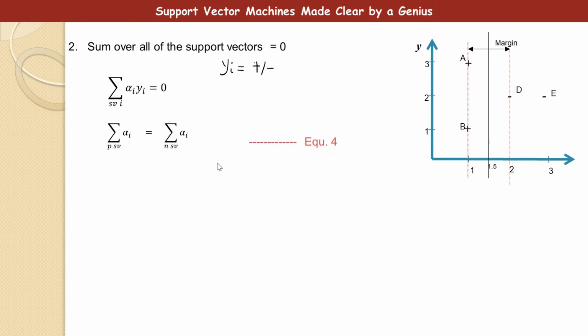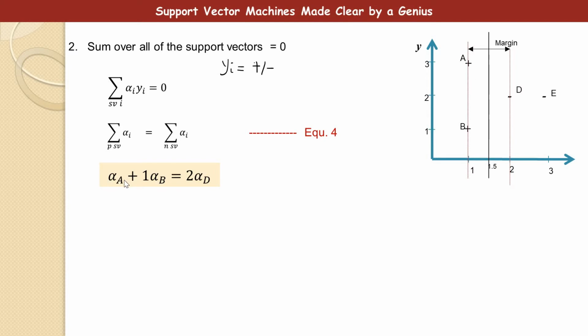Alright, let's see. So this becomes our equation 4. So you can see Lagrange multipliers is very simple to understand. It simply tells us how much the vectors contribute.